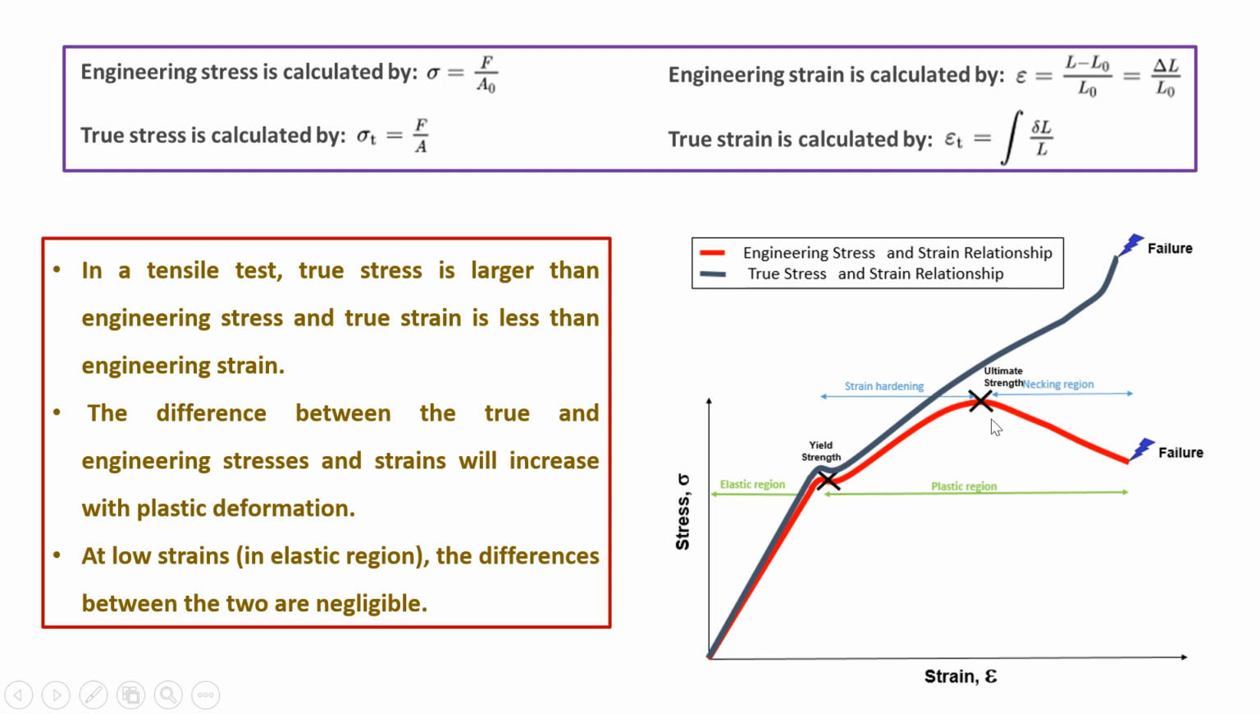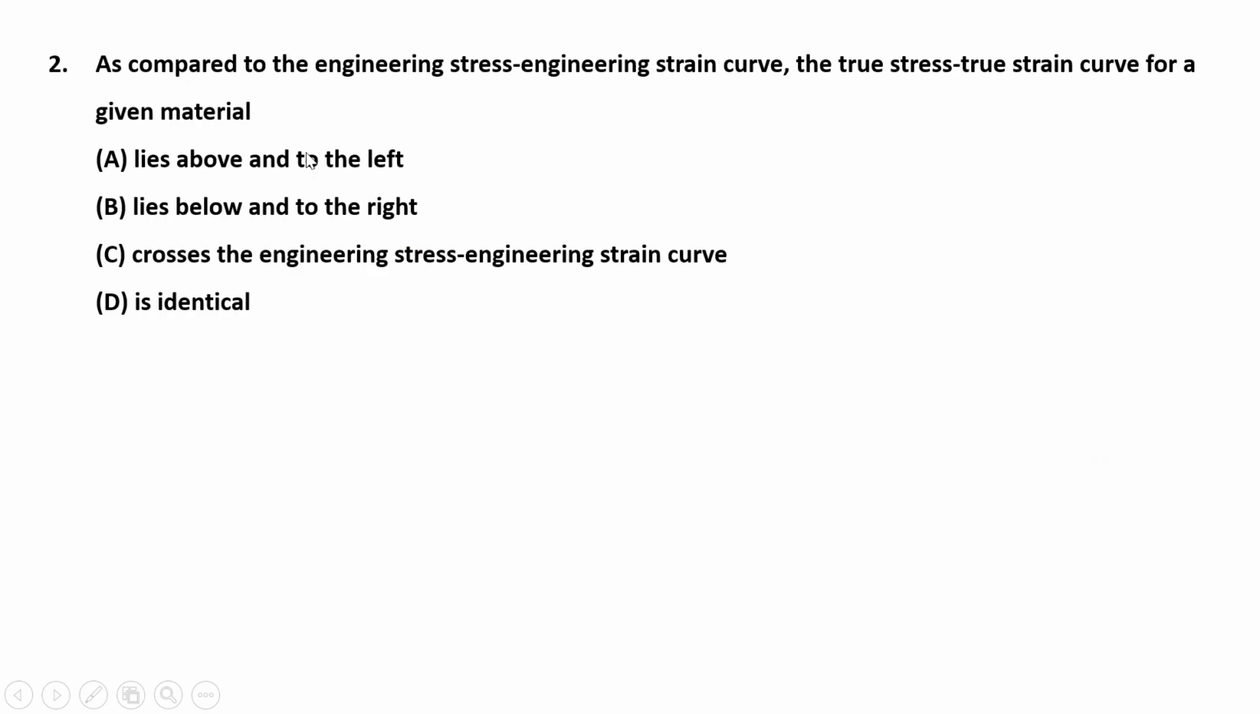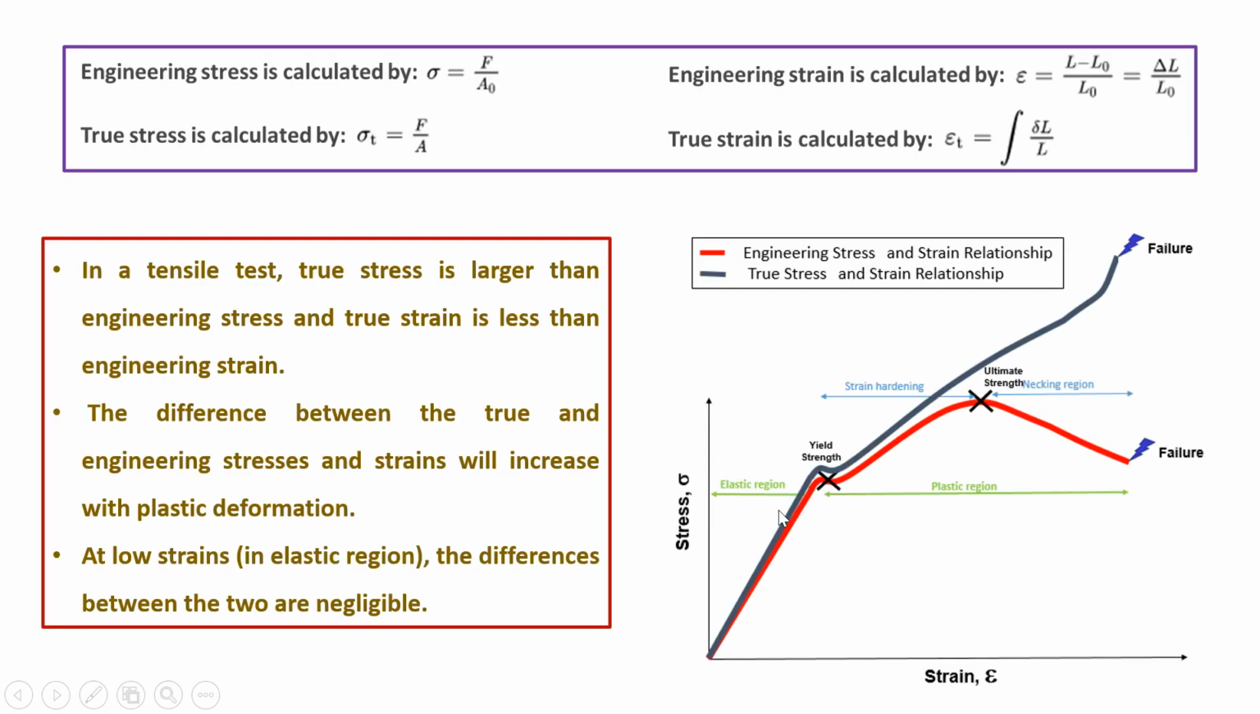So this is the difference between the true stress strain curve and the engineering stress strain curve. From this particular figure we can answer. The true stress strain curve lies above and to the left of the engineering stress strain curve. As compared to the engineering stress strain curve, the true stress strain curve lies above and to the left. From this figure, we will be able to understand.